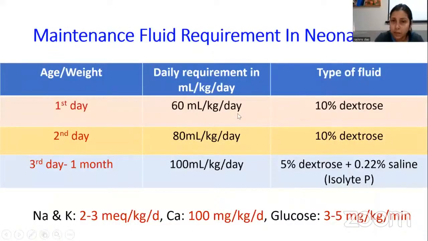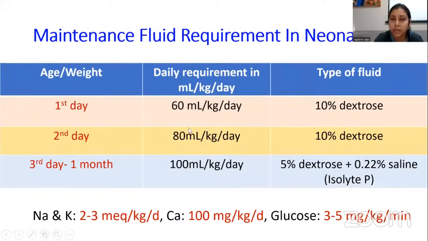So this is the maintenance fluid requirement in neonates. On the first day, you can remember that we give 60 ml per kg per day. Second day, 80 ml per kg per day. And from the third day onwards, up to the first month of life, you can give 100 ml per kg per day.